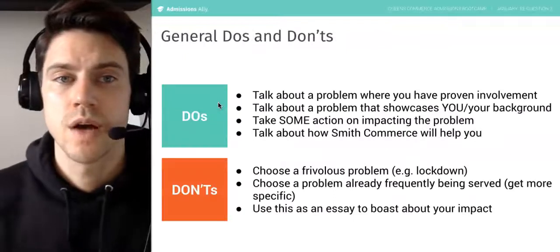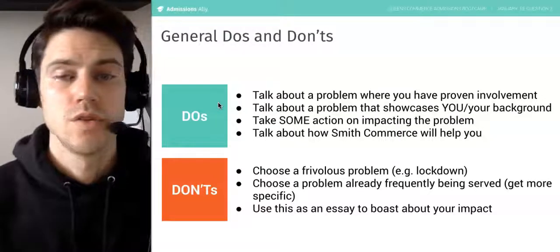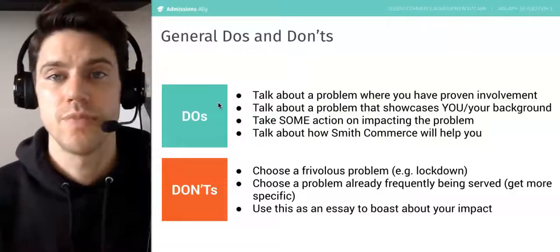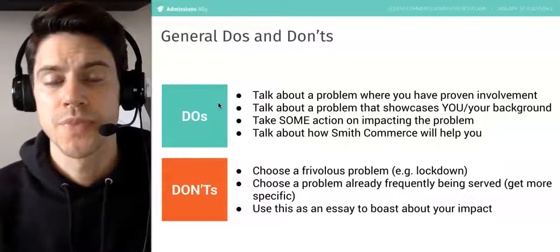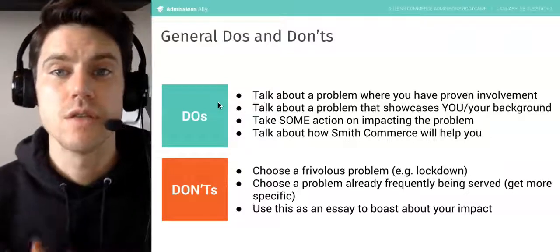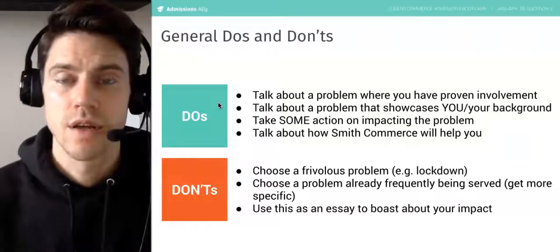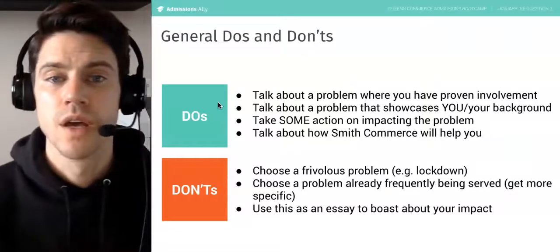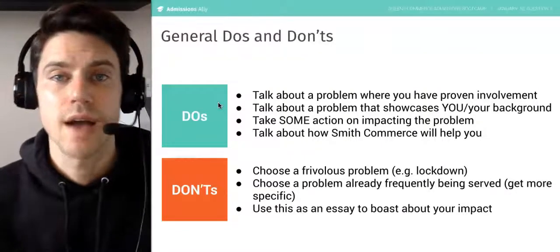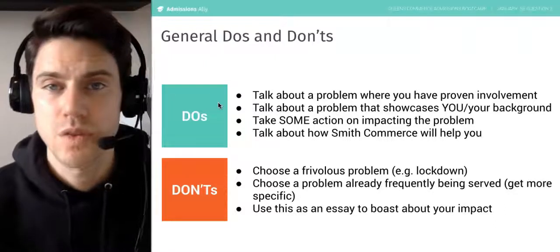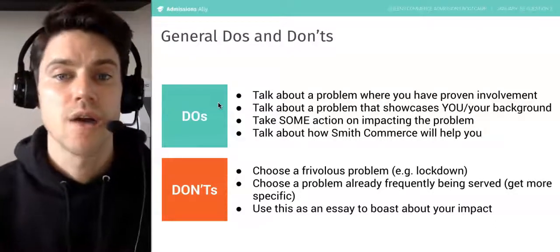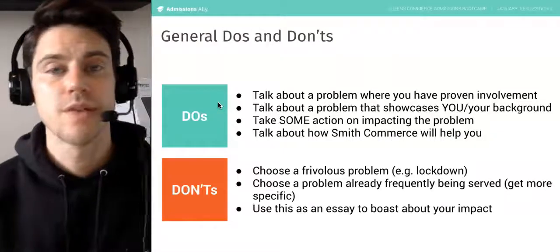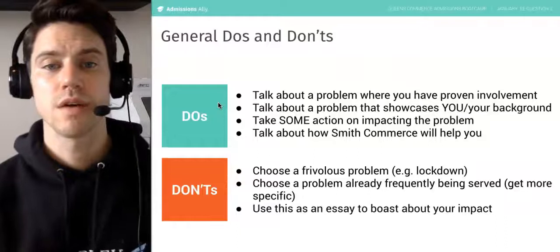So let's dive into general do's and don'ts. Do's: talk about a problem where you have proven involvement, and we'll tell you why that's really important later. Talk about a problem that showcases you and your background. That's where you're going to get a lot of personal insight, and that's where it's going to differentiate you. Take some action on impacting the problem that you choose. That's really, really important. Talk about how Smith Commerce will help you solve that problem, or maybe continue exploring that problem once you get to Smith.